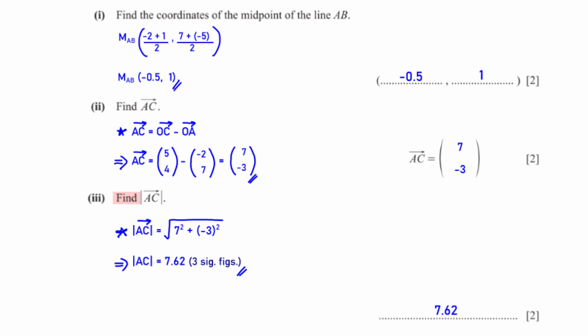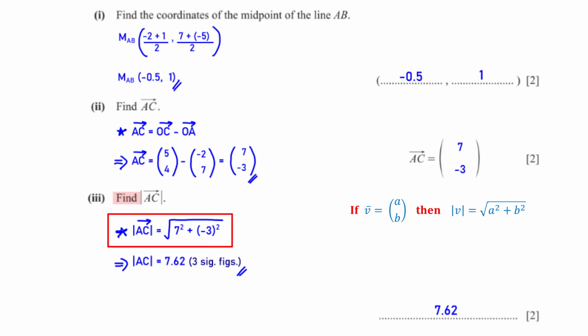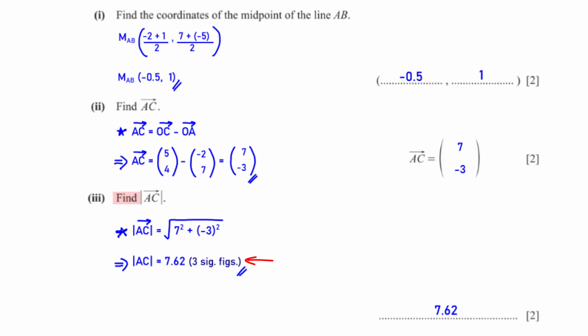Find the magnitude of vector AC. To get the magnitude of vector AC, we need to apply the magnitude of a vector formula. This gives us square root of 7 squared plus negative 3 squared. When we type this into the calculator, we get 7.62, rounded to 3 significant figures.